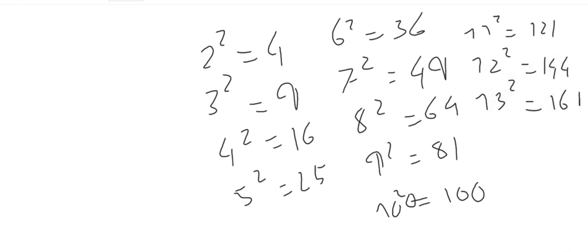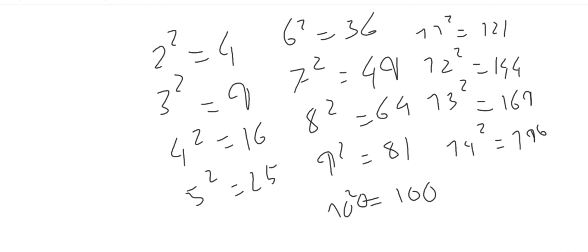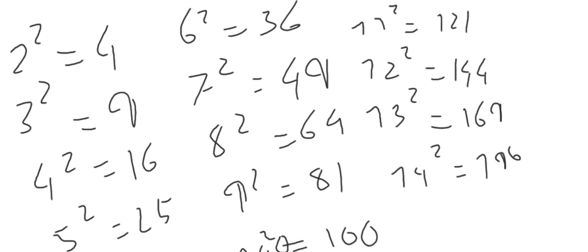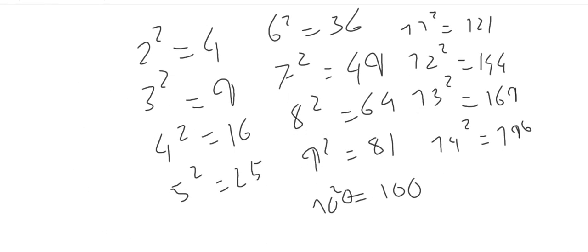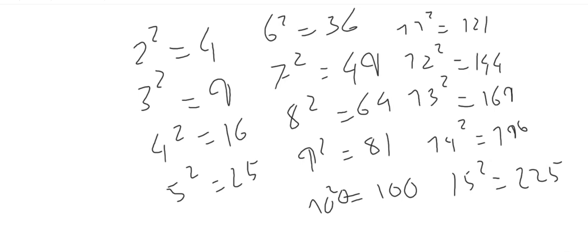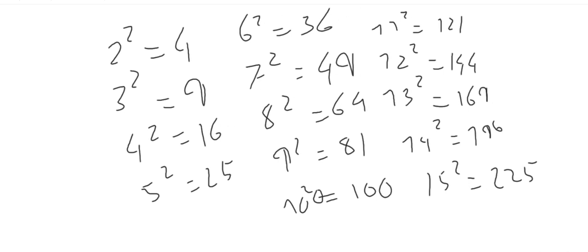13 squared is 169, and 14 squared is equivalent to 196. So yeah, and lastly, let's say 15 squared is 225. Now this is the multiplication of indices of any number.